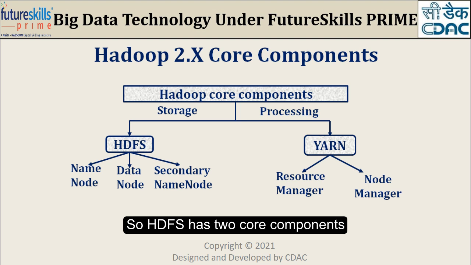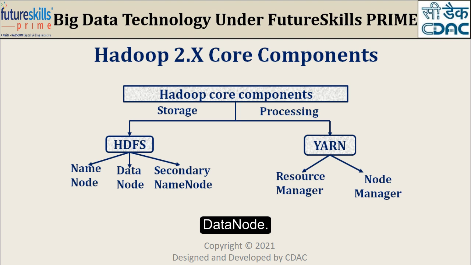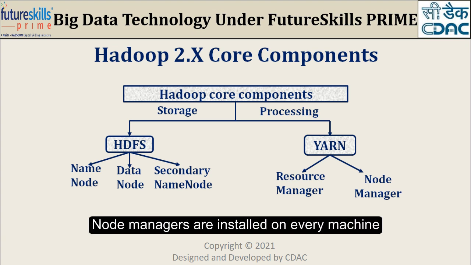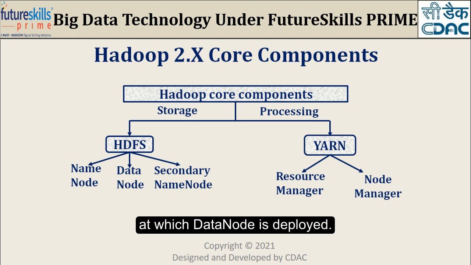So, HDFS has two core components, name node and data node, and YARN has two core components, resource manager and node manager. Node managers are installed on every data node. It is responsible for execution of tasks on every single data node. Node managers are installed on every machine at which a data node is deployed. Okay, so let us go ahead with HDFS first.